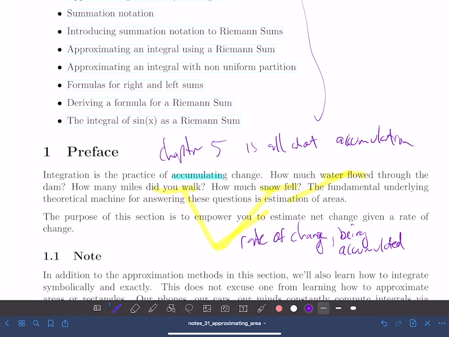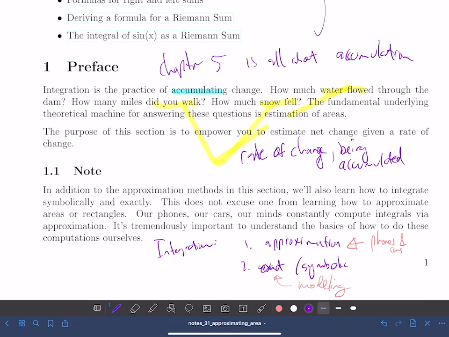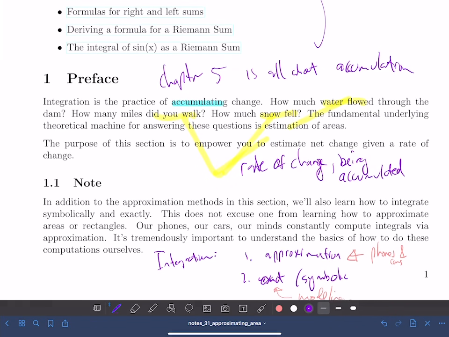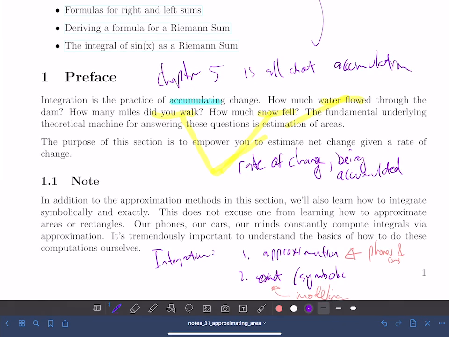The purpose of this particular section 5.1 is to empower you to estimate net change given a rate of change. We're working on estimation. I would like to say that in addition to the approximation methods in this section 5.1, we are also going to learn how to integrate symbolically and exactly. That content is in sections 5.2 to 5.8. That is to say, the rest of this chapter is all about that. We have this one section on the estimation methods.